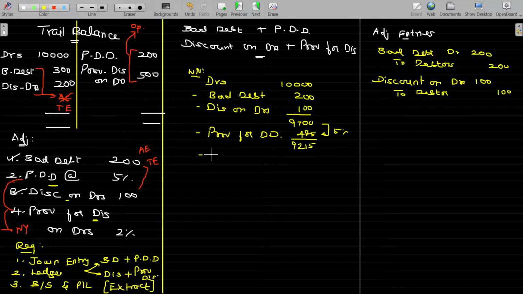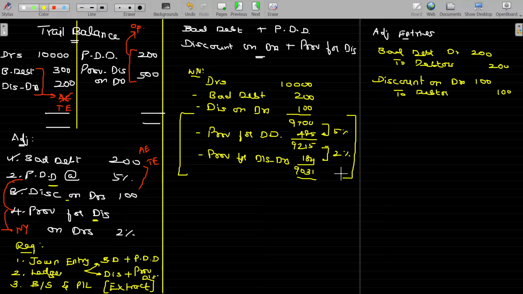9,215 minus provision for discount on debtors. This is 2% on this, so we have to calculate 2% on this. The value being 184. Am I right? Subtract that 184. Finally, you will get 9,031. This will appear in the balance sheet. This block will appear on the balance sheet's asset side. Now, I pass the entry for, see here, I have passed the entry for the bad debt.